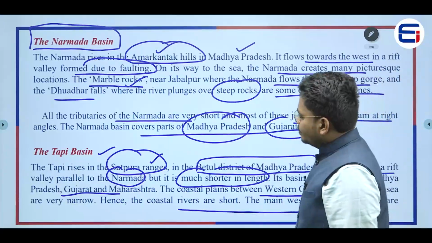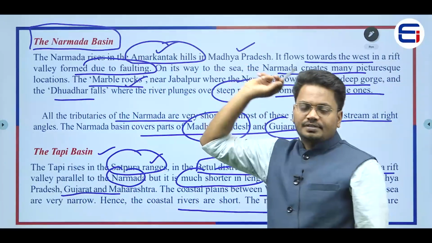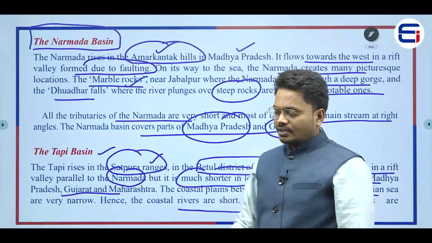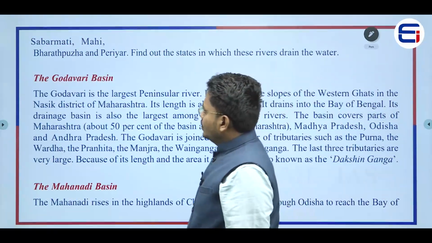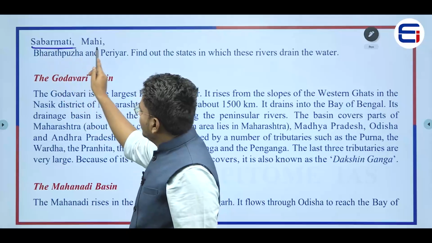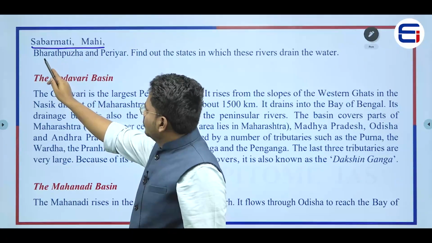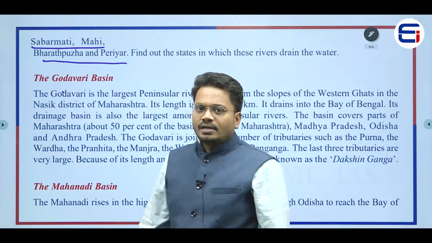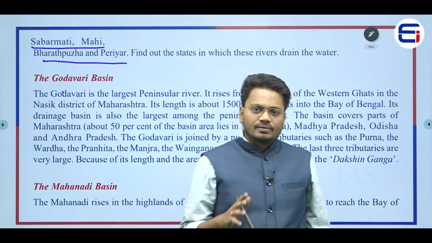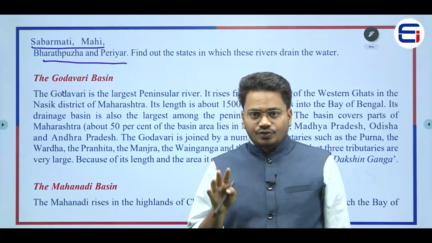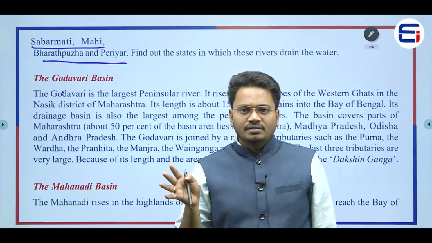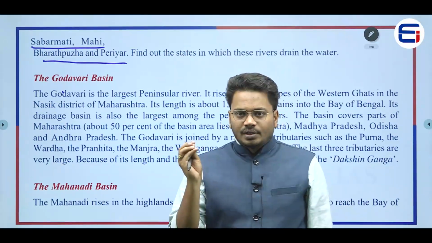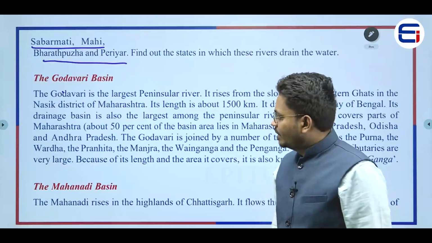Now, irrespective of this Narmada river and Tapi river, there are some other rivers which would be flowing western side, right? What are those rivers? One is Sabarmati river, another one is Mahi river, and Bharatpula river and Periyar river, right? So, these rivers are examples for those rivers which would be flowing towards the western side of this particular Western Ghats, and they would be joining this particular Arabian Sea.